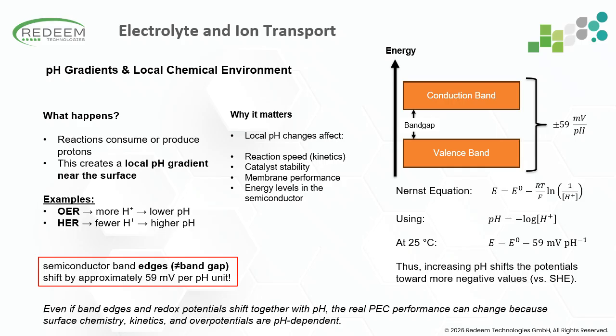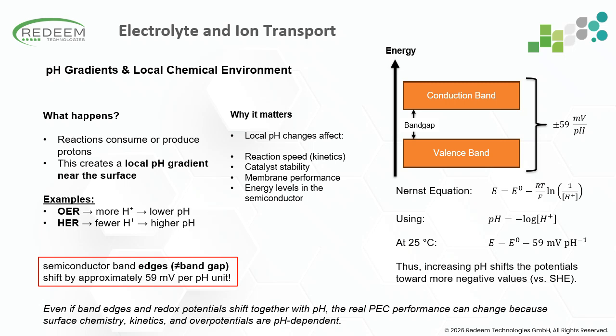And why does this matter? Because the local pH changes influence several important aspects of the reactor performance. They affect the reaction kinetics, also the stability of your photocatalyst and the membrane performance, and ultimately the overall efficiency of the whole PEC device.